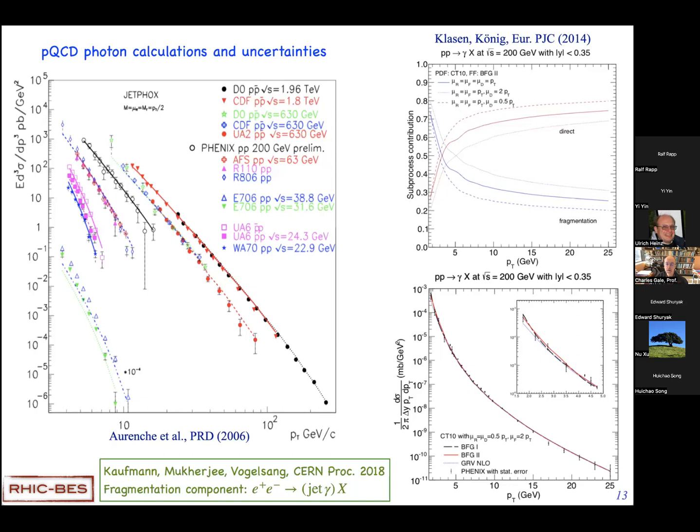And theory gives us no guidance on what these scales should be. There's some analysis of scale sensitivity, as done in this very nice study by Patrick Aurenche and his collaborators. But if you vary these scales, you get some variation in the direct photon generation, and you get some fragmentation variation as well, if you vary from one reasonable value to another reasonable value. So these are unknowns. They're uncertainty in the modeling. So there's systematic uncertainty in the theory.